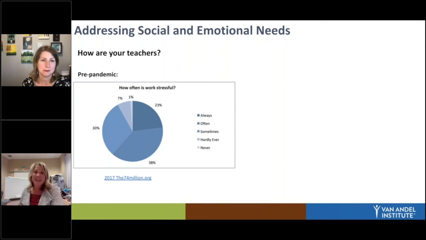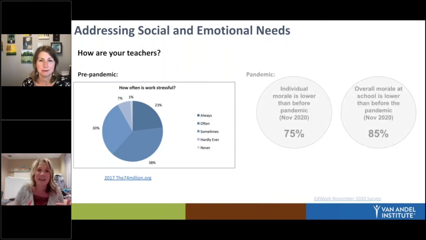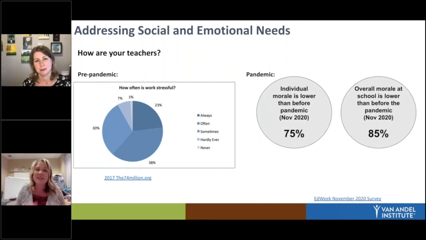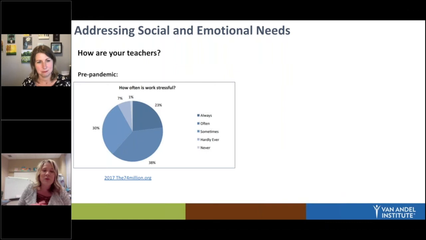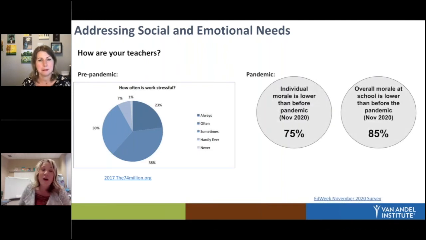We know that this was not an issue just because of the pandemic. It has always been an issue. If you look at that data there, 2017, 61% of those surveyed from 74 million, in their research, were always or often stressed. Let's fast forward 3 years, pandemic, and this was a report done from EdWeek in November of this school year, and look at that, 75% of teachers surveyed felt that their individual morale is lower than before the pandemic, and wow, 85% of the teachers reported that the overall morale at the school is lower than before the pandemic.